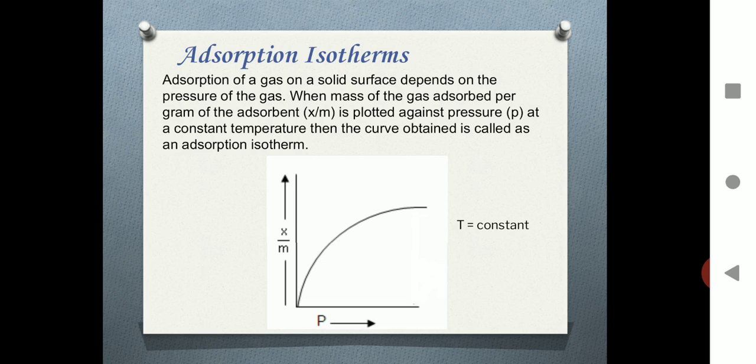Now the term isotherm, iso means constant or same and therm is derived from temperature. So it means isotherms are those relationships or those curves which are obtained when we plot the extent of adsorption against pressure at a constant temperature.